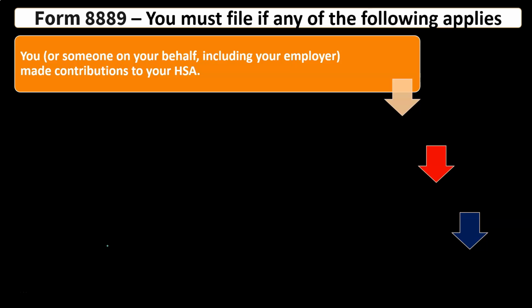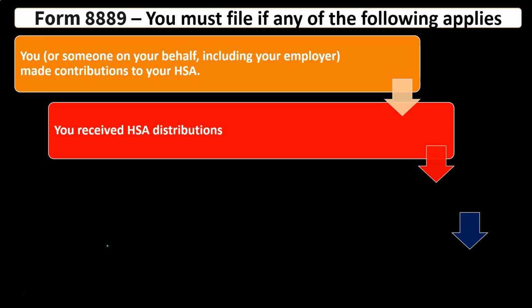You or someone on your behalf, including your employer, made contributions to an HSA. So you made the contribution to the HSA, whether it be you or your employer. If it's your employer, they'll report that on the W-2. But the W-2 information, as we do the data input, will still have to be populating the Form 8889. We'll take a look at that in a following presentation.